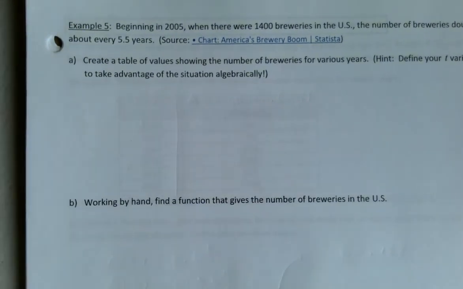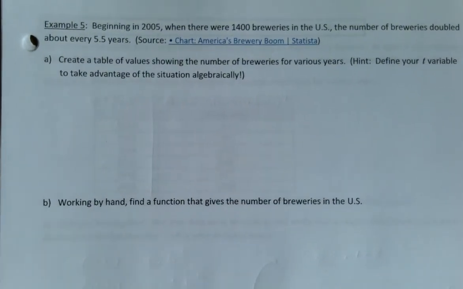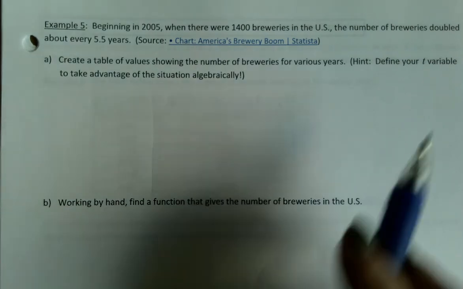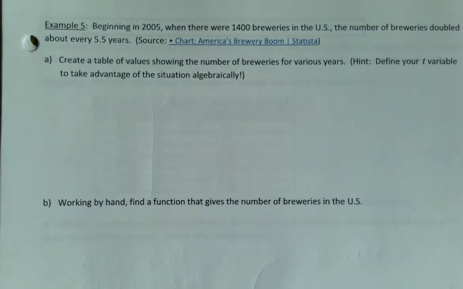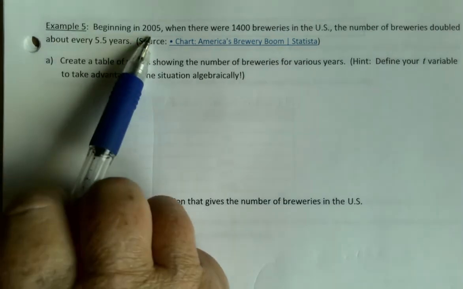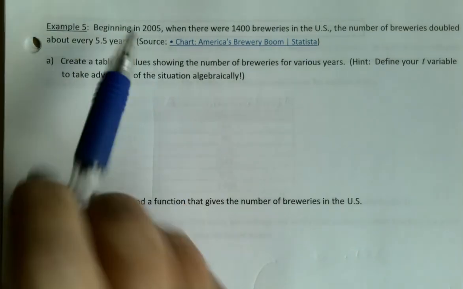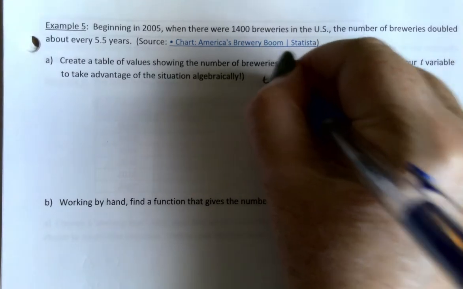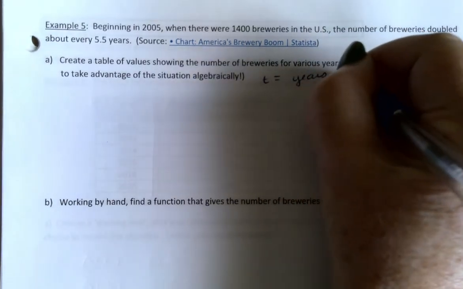Example 5. Beginning in 2005, when there were 1,400 breweries in the United States, the number of breweries approximately doubled about every 5.5 years. We're going to create a table of values again, showing the number of breweries for various years. And again, we're going to choose our t variable strategically to take advantage of the situation. Since we know what happened in 2005, let's let t equal years after 2005.